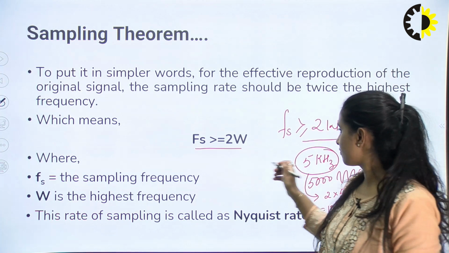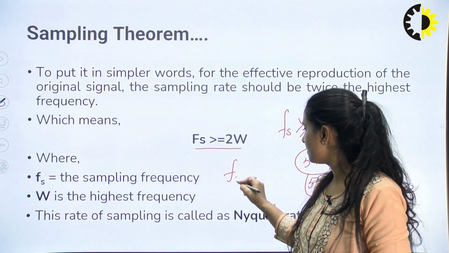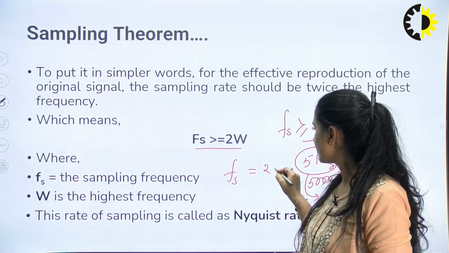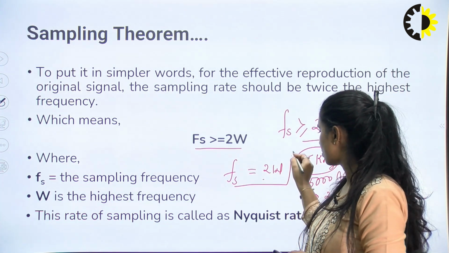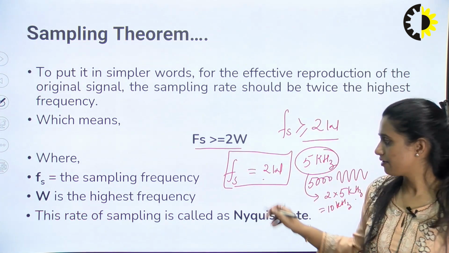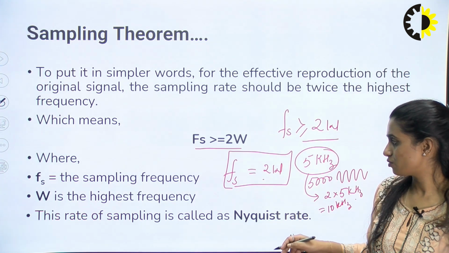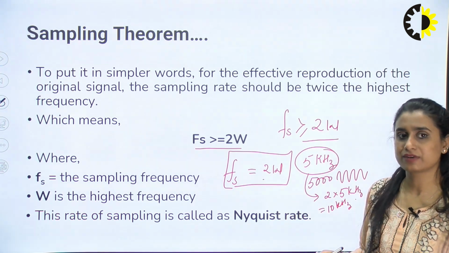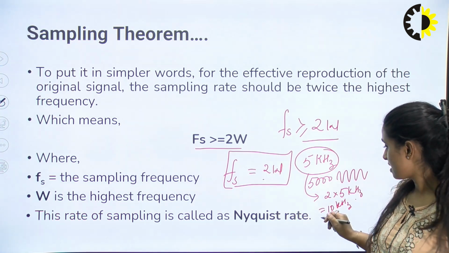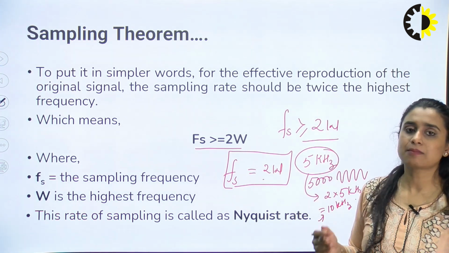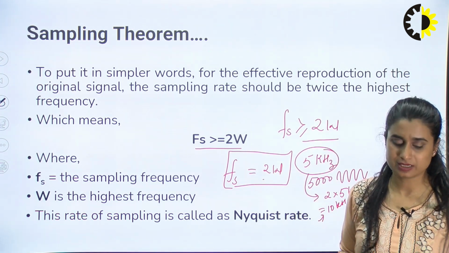And if I sample at the minimum sampling frequency, then that rate is called the Nyquist rate. This is the minimum number of samples. Practically, we sample at a rate much higher than the Nyquist rate, right?